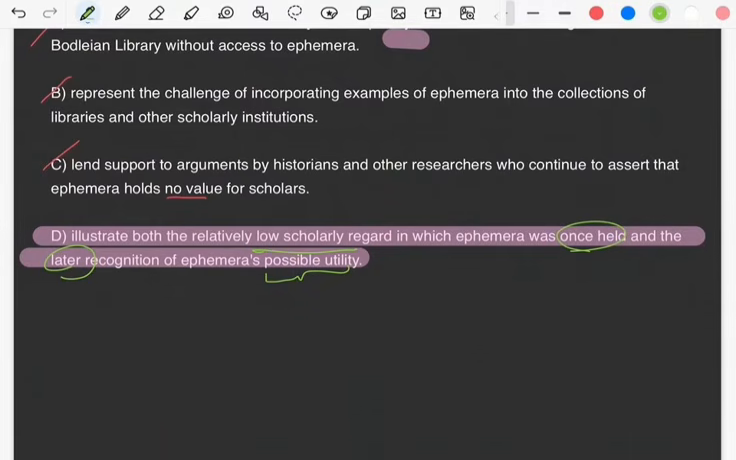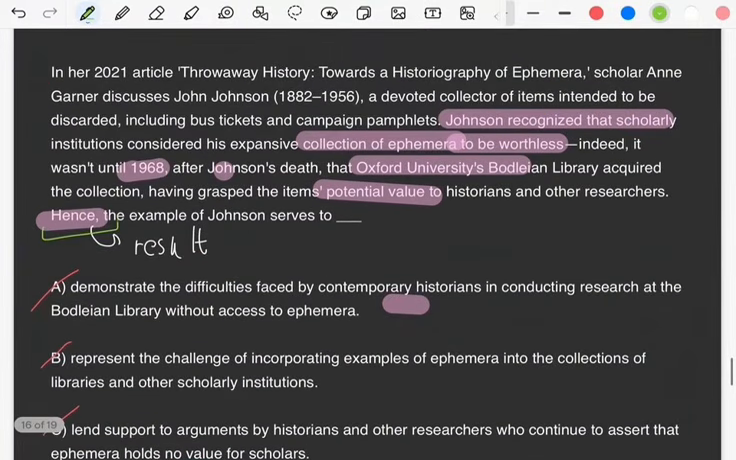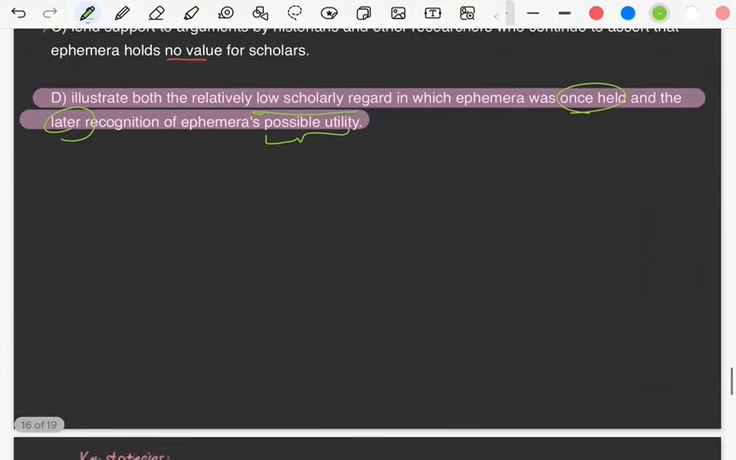So the key was recognizing hence. Now this hence signals that we need a conclusion that captures the change in attitude from dismissing to recognizing its value.